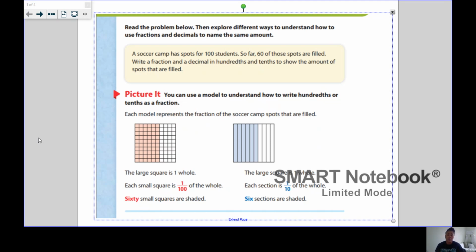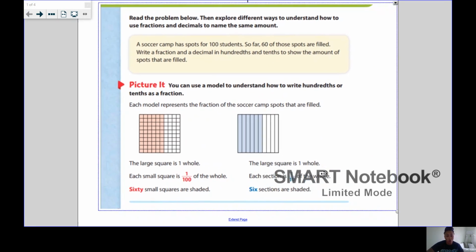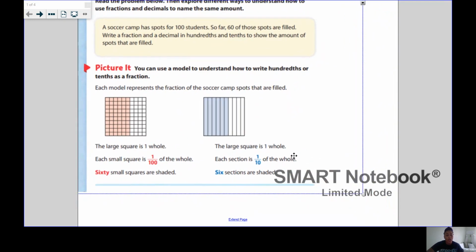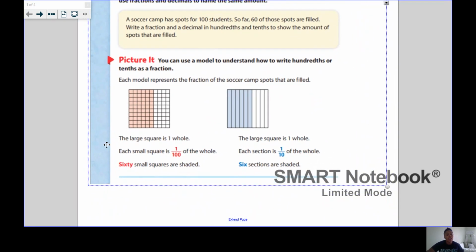Each model represents a fraction of the soccer camp spots that are filled. So in this one right here, we have hundredths, and there are going to be 60 filled in. And over here, we have tenths, and so there will be 6 spots, right? And so the large square is one whole. And I'm sorry that this thing is right here. Oh, I can move it. Yay. I can move it up for you.